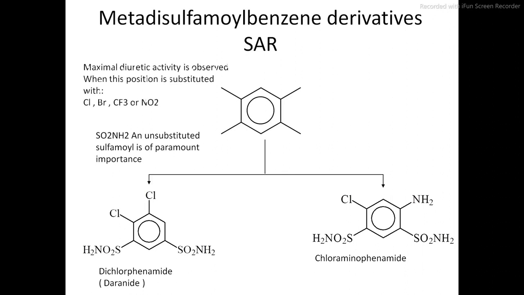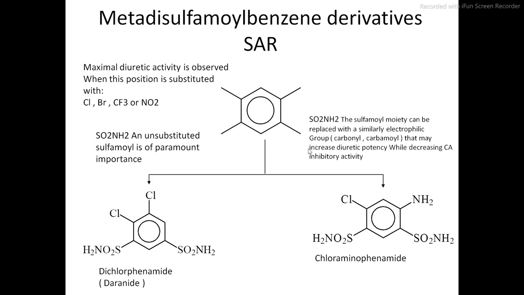Regarding the SAR points, at this position the sulfonyl group, that is the SO2NH2 group, should be present. If you check the structure of dichlorphenamide and chloraminophenamide, at this position the SO2NH2 group should be present and it should be unsubstituted. Then again, if we want the maximum diuretic activity, this position should be substituted with chlorine or bromine or the CF3 or the NO2 group, right?